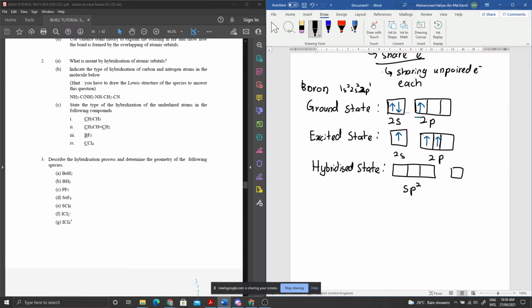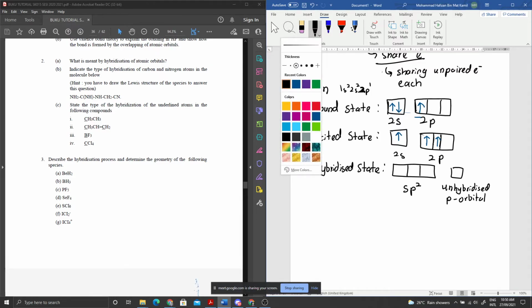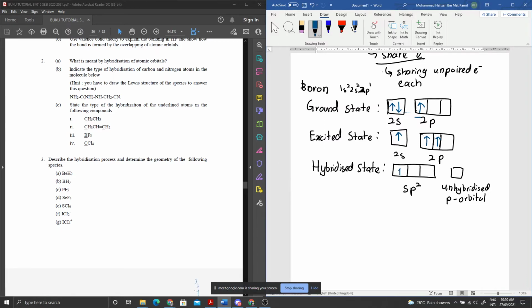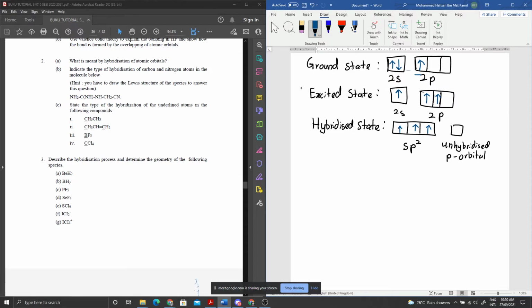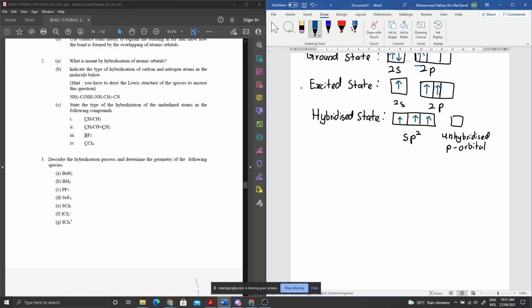And we have unhybridized p orbital. So inilah dia punya hybrid orbital where electrons tu duduk dengan happily ever after, so that dia boleh buat bond dengan hydrogen. Okay, so and then determine the geometry of the following species.